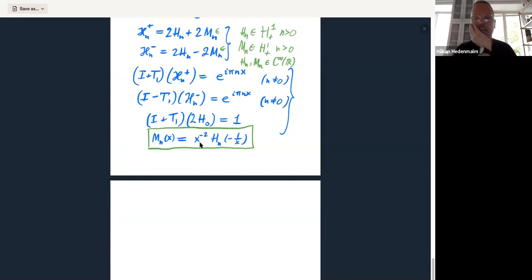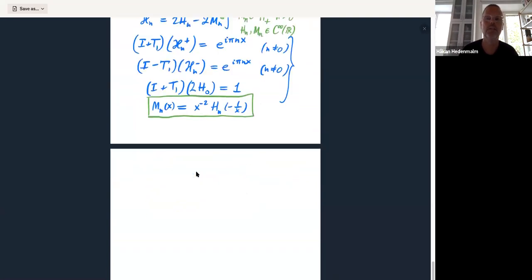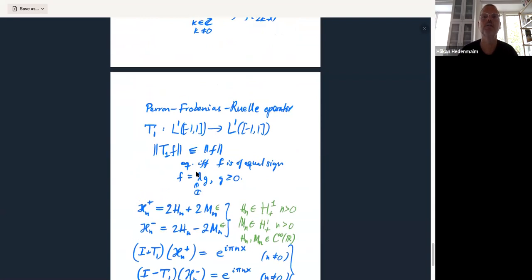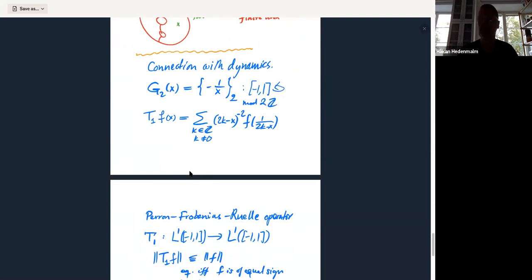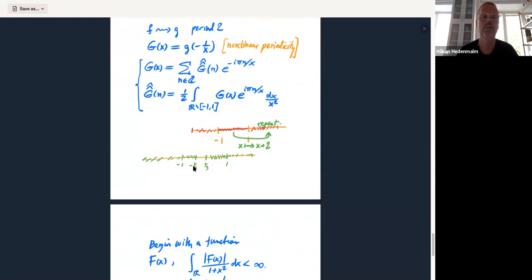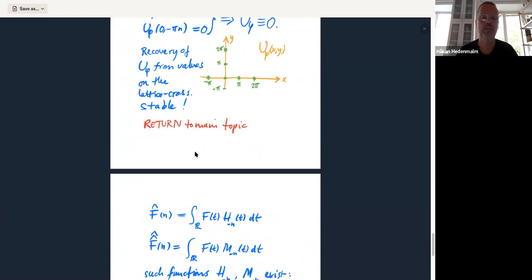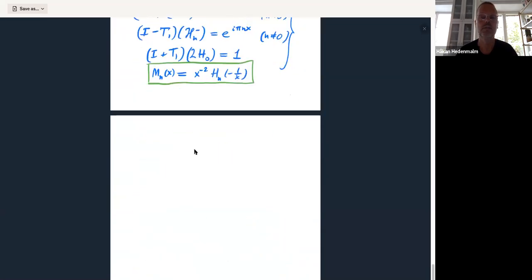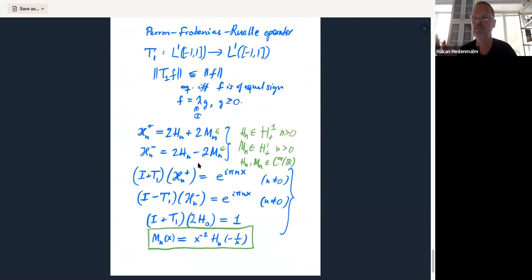But this is hard to use to obtain the properties of those functions, but it is nevertheless the truth. Let's see, I think I was running too quickly. That's my problem. I was running too quickly here. Do we have any questions? Maybe I should slow down a bit because I have a feeling I was too quick.